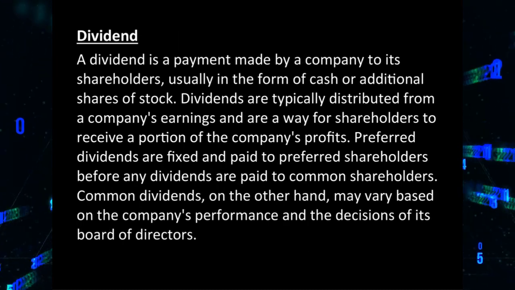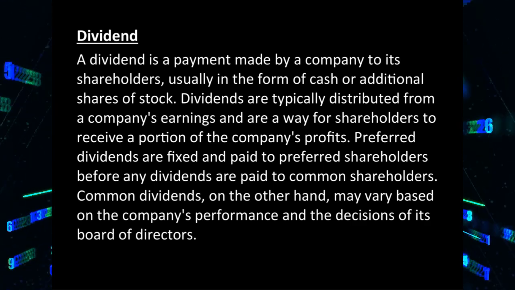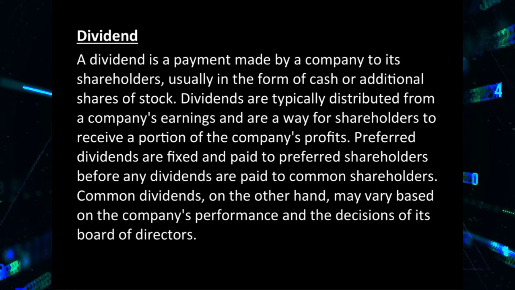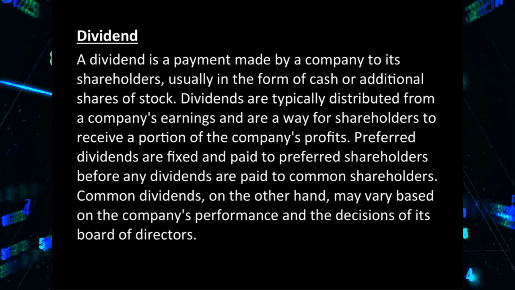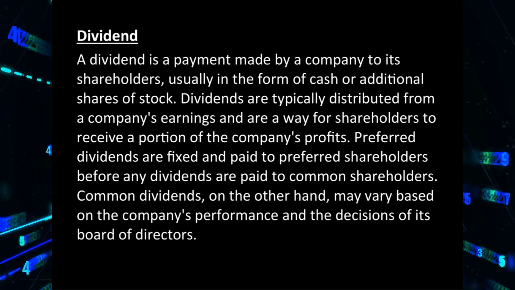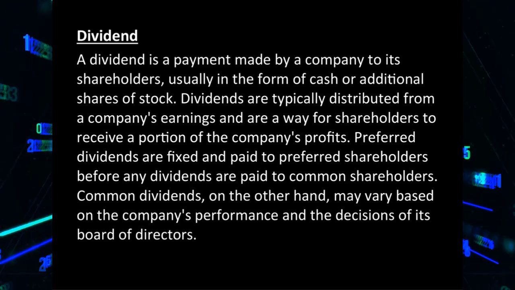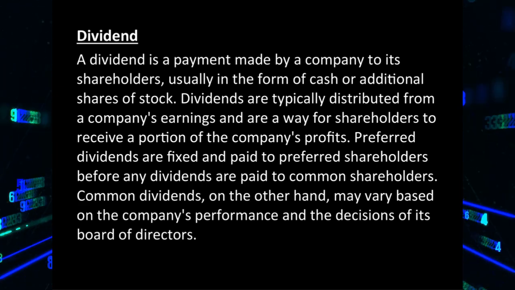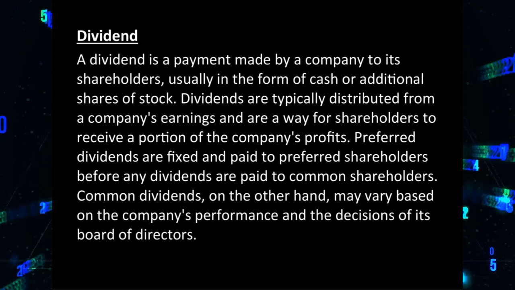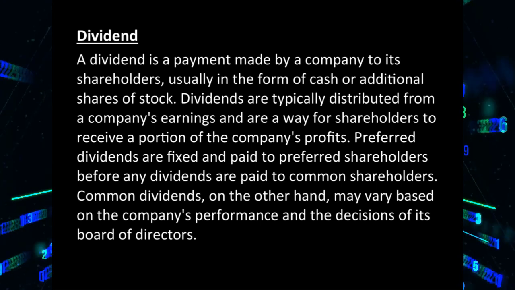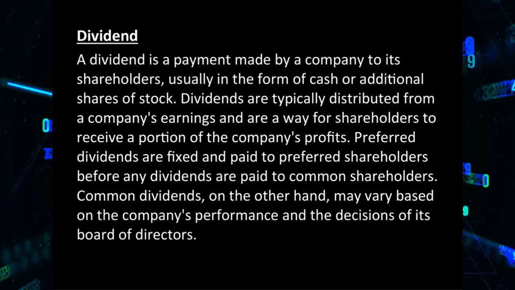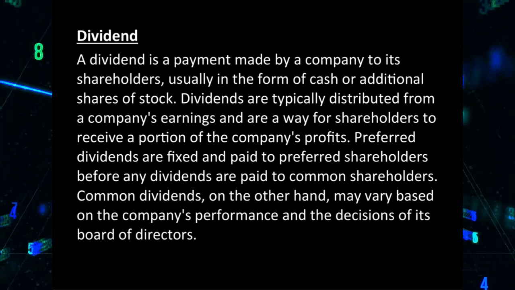Dividend. A dividend is a payment made by a company to its shareholders, usually in the form of cash or additional shares of stock. Dividends are typically distributed from a company's earnings and are a way for shareholders to receive a portion of the company's profits. Preferred dividends are fixed and paid to preferred shareholders before any dividends are paid to common shareholders. Common dividends, on the other hand, may vary based on the company's performance and the decisions of its board of directors.